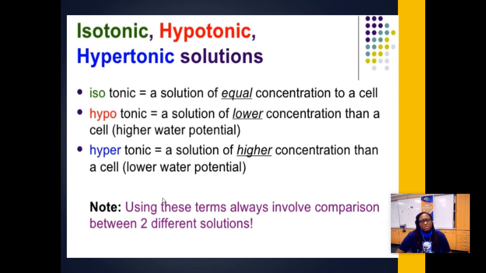Whenever you're using these three terms, you're comparing concentrations of solutes. If you're not able to compare solutions, then you can't use any of these terms because you're not able to tell if it's iso, hypo, or hyper. You can only tell if you have another solution to compare it to. So what does that do to the cell?